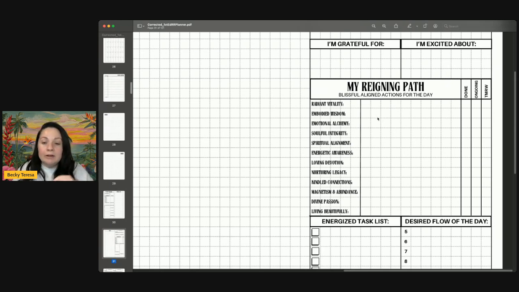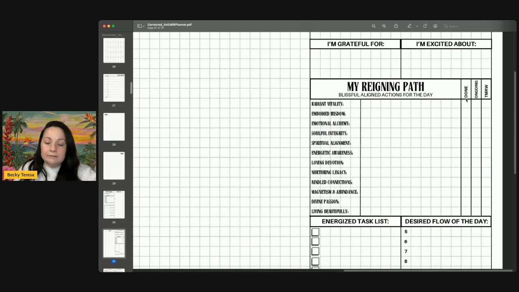Embodied wisdom. Okay, I'm going to read 2 pages out of my book today. I'm going to listen to 30 minutes of the audiobook, or I'm going to study this course that I purchased, or whatever it is for embodied wisdom, and so on and so forth. So you just want to get really, really specific about what exactly you're going to do. And so here you have options.